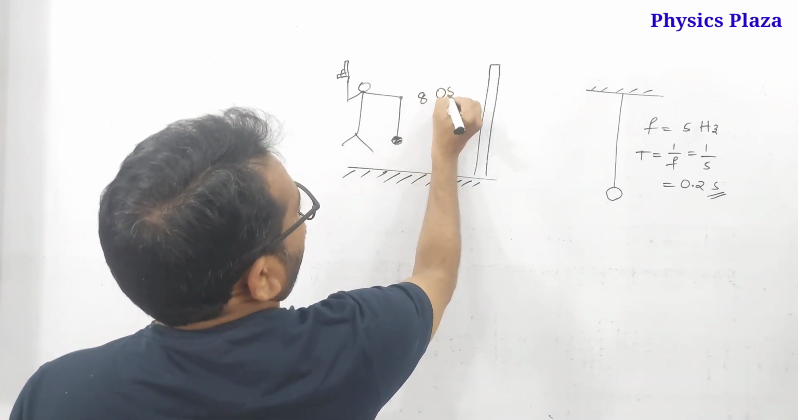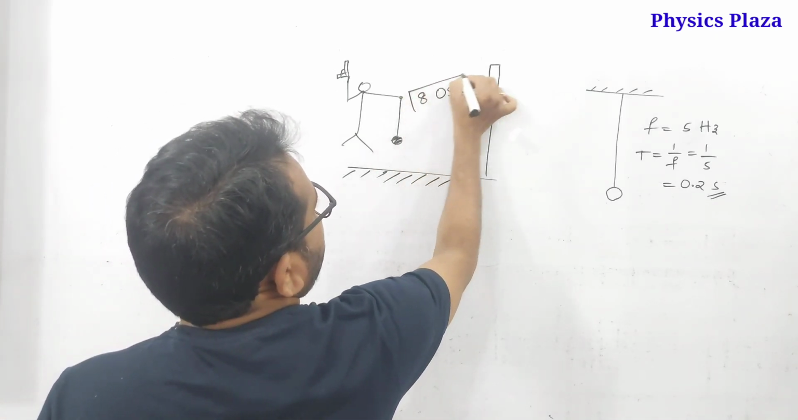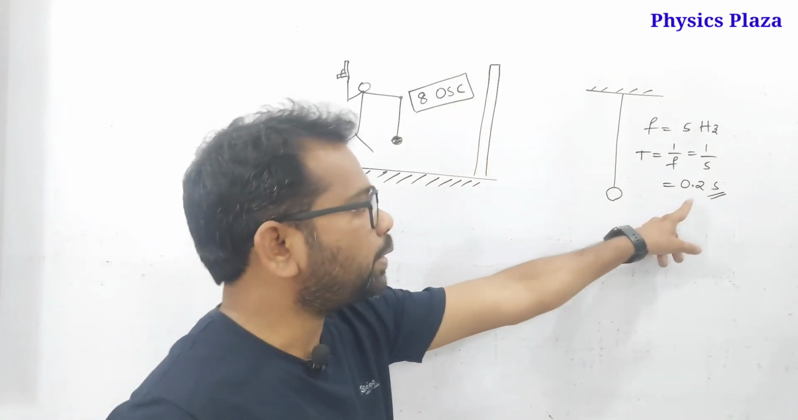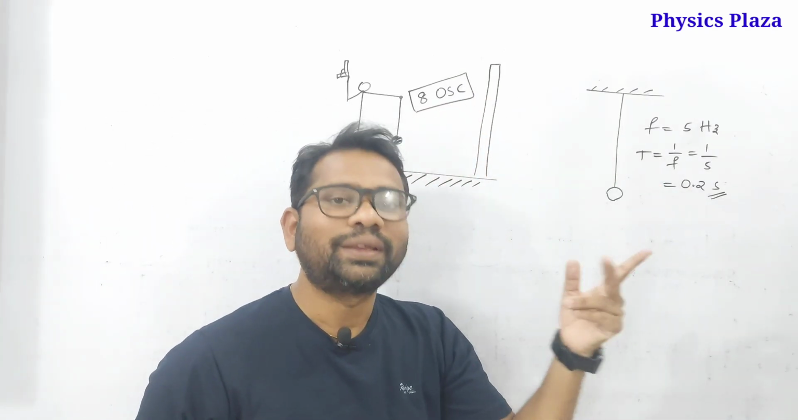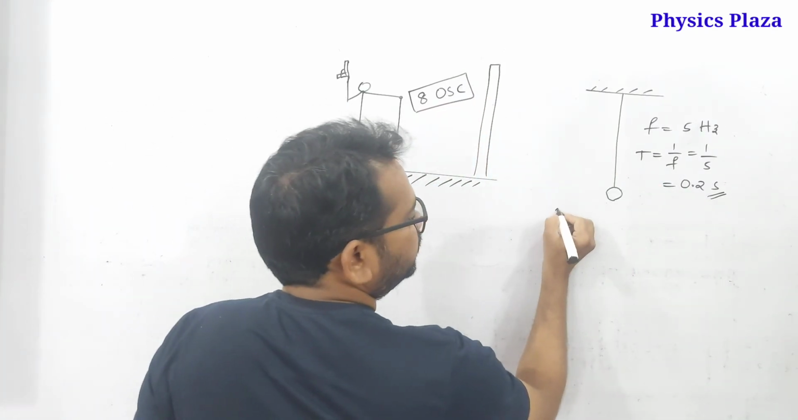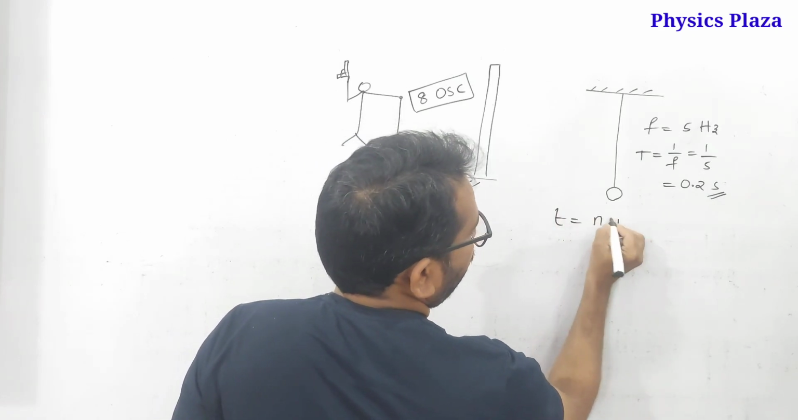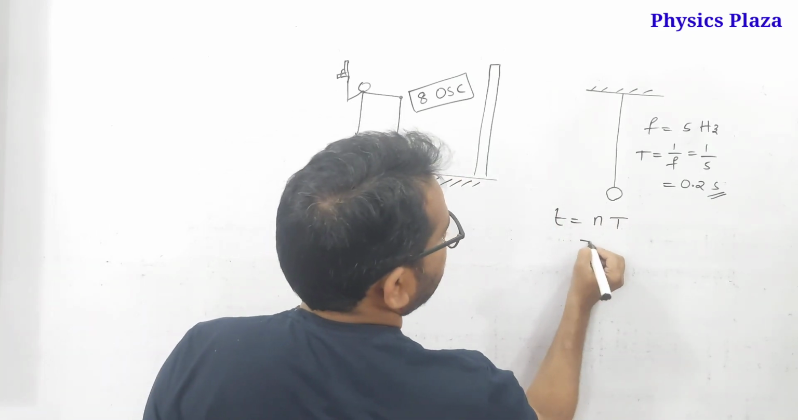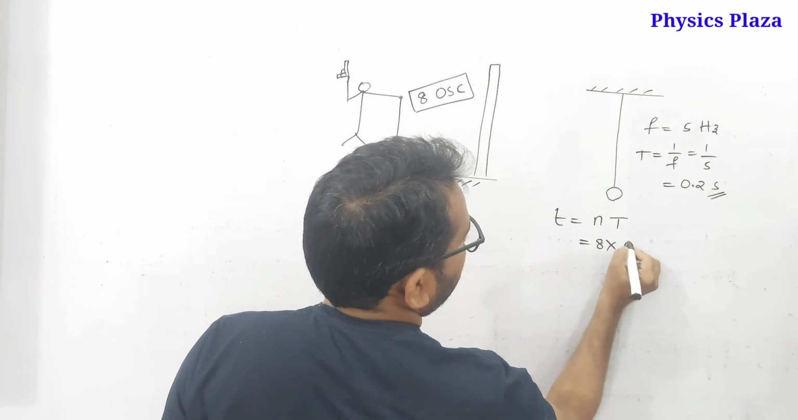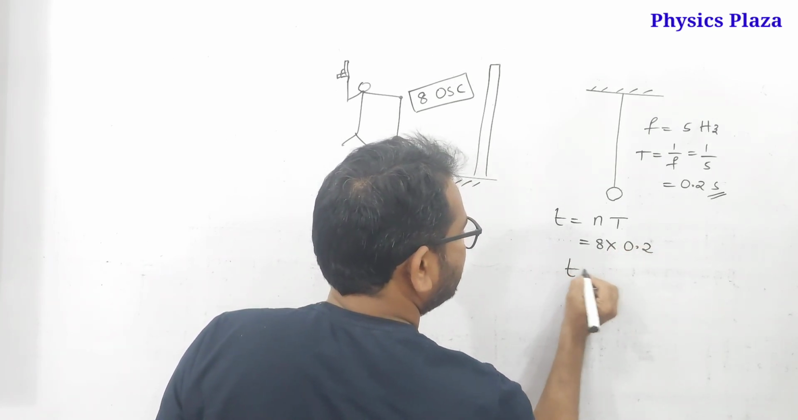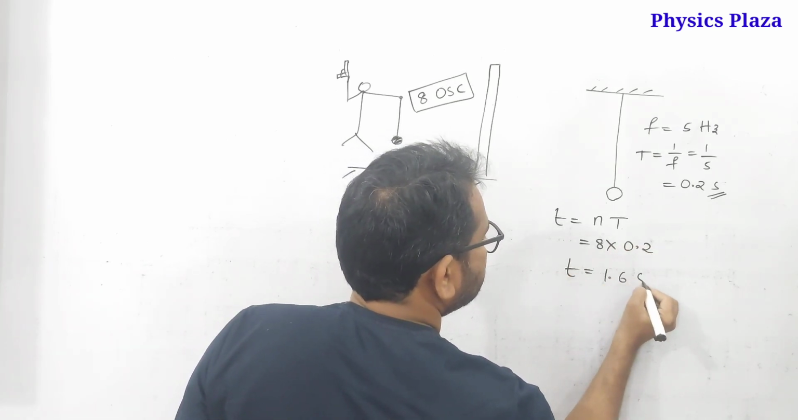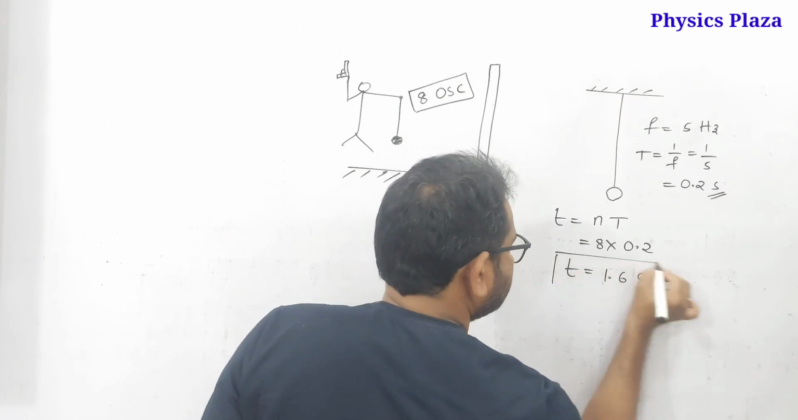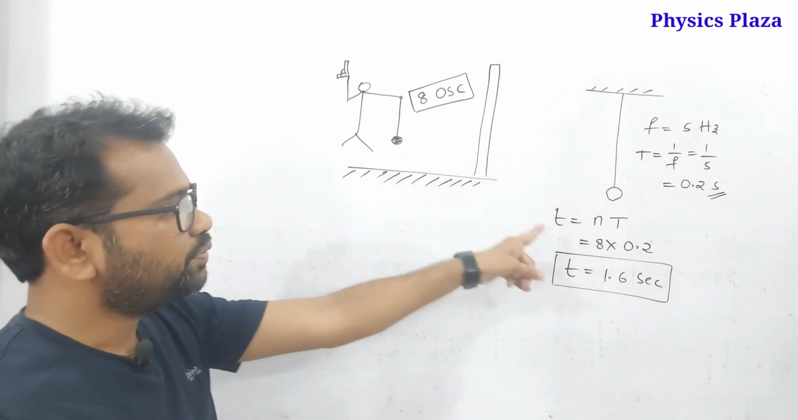This is a clue: 8 oscillations. For one oscillation it is 0.2 seconds, so for 8 oscillations, the time is n into T. N is the number of oscillations, 8. T is the time period, 0.2. So the time taken to hear the echo is 1.6 seconds. This is a point where you should be very careful.